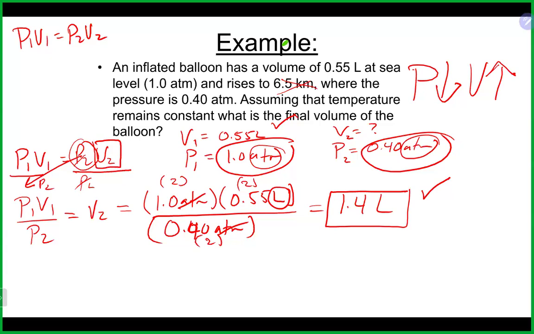What I was saying is it doesn't matter which ones you call the ones and the twos, as long as you keep, obviously, the information that goes together. So for example, I called 0.55 liters and 1 atmosphere P1 and V1. I could have called that P2 and V2. It wouldn't matter for that reason. But you do have to keep whatever information goes together, together.